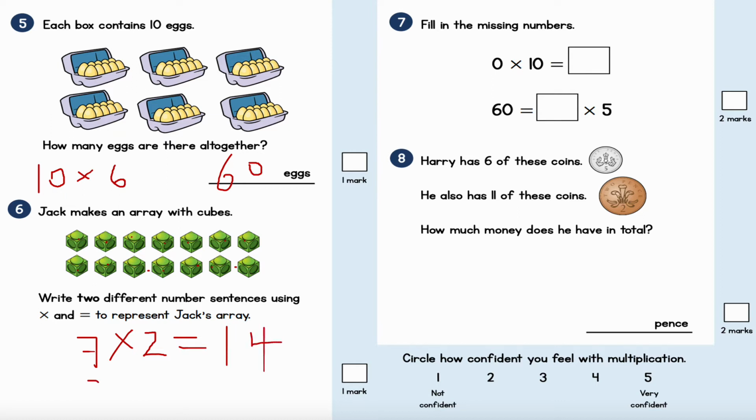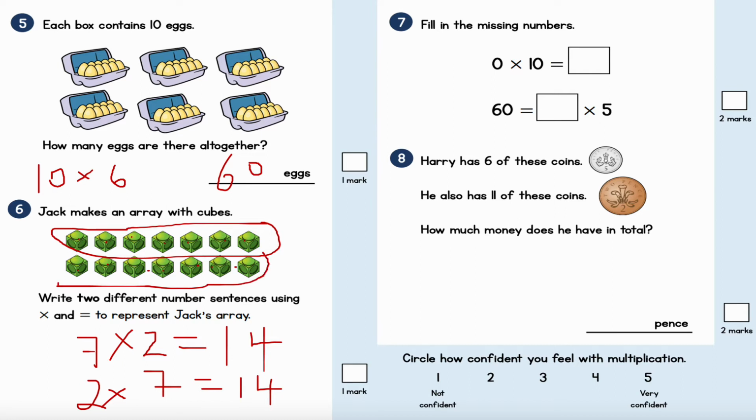So another way of writing the same answer is 2 times 7, because you can think of it as one of 2 ways. You can think of it as 2 rows of 7, which is how I got the first sentence. Or you can think of it as one column for every two. So 1, 2, 3, 4, 5, 6, and 7. These are two different ways of writing the number sentence.